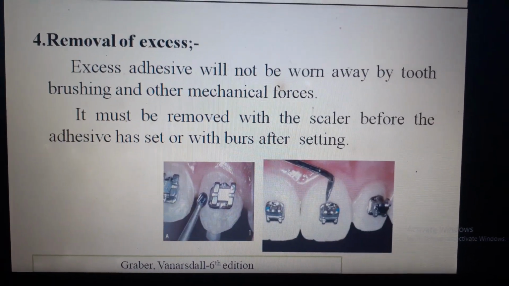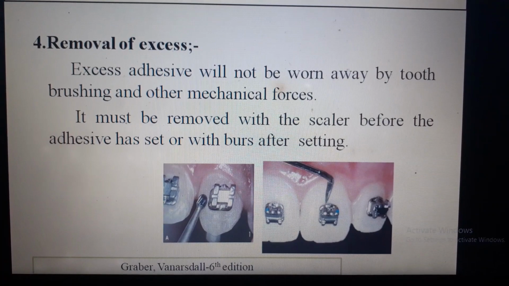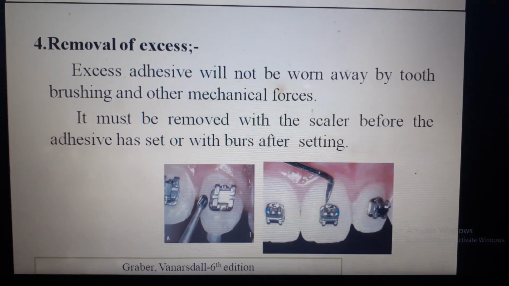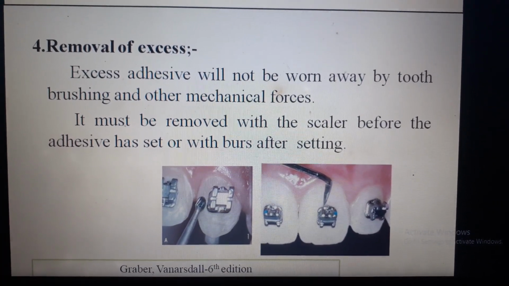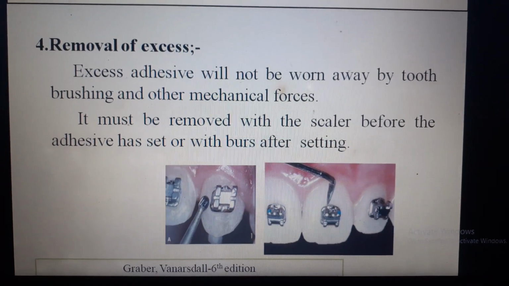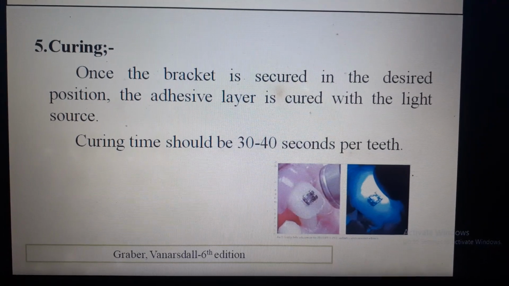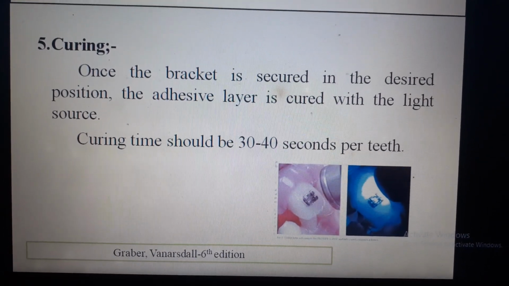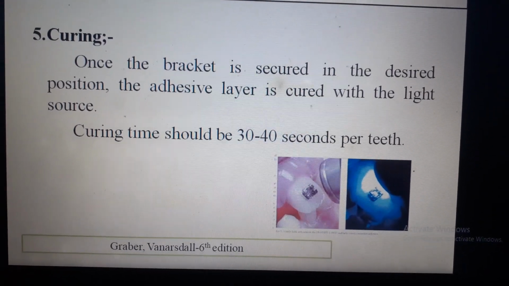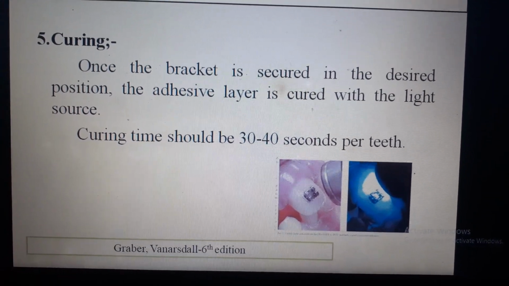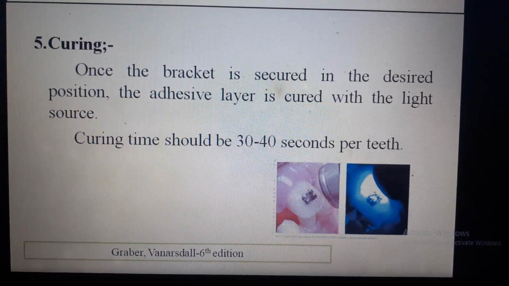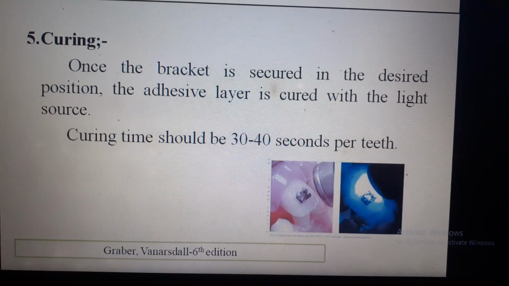Then fourth is removal of excess. The excess should be removed with a hand scaler or bur after fixing the bracket and before curing. Then fifth one is curing. After the correct positioning of the bracket is done, we will cure the bracket for 30 to 40 seconds for the teeth.